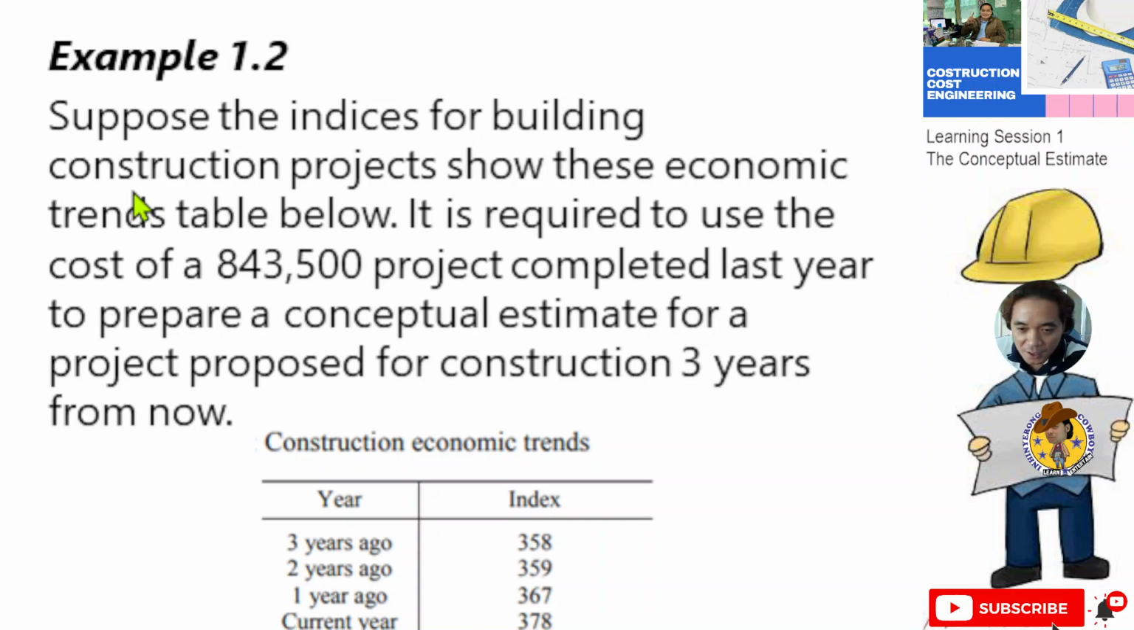Okay, so now we have example number 2. Suppose the indices for building construction projects show these economic trends below. It is required to use the cost of 843,000 of a project completed last year to prepare a conceptual estimate for a project proposed for construction 3 years from now. So what's our economic trend? 3 years ago we have 358, then 2 years ago 359, then 1 year ago 367, and the current year is 378.